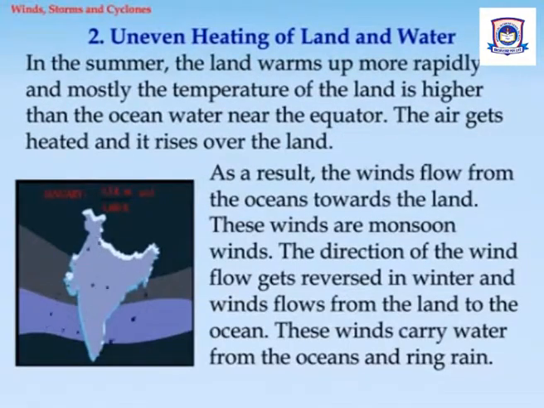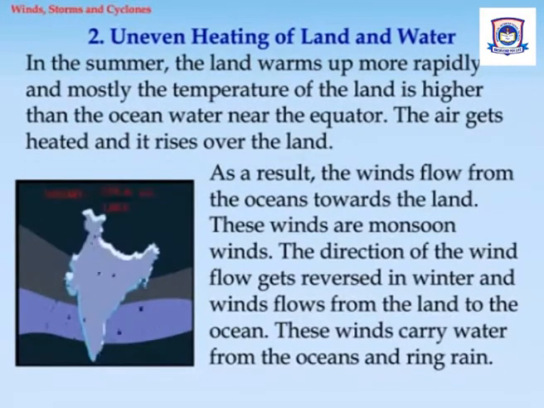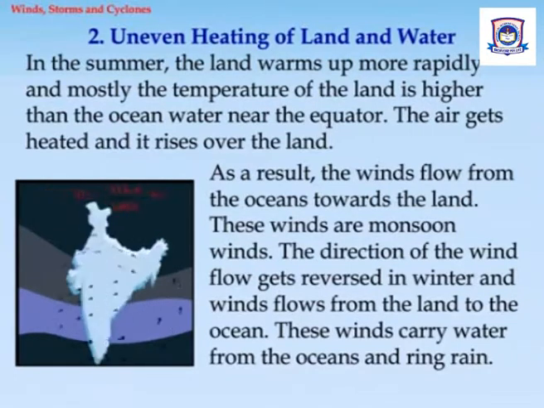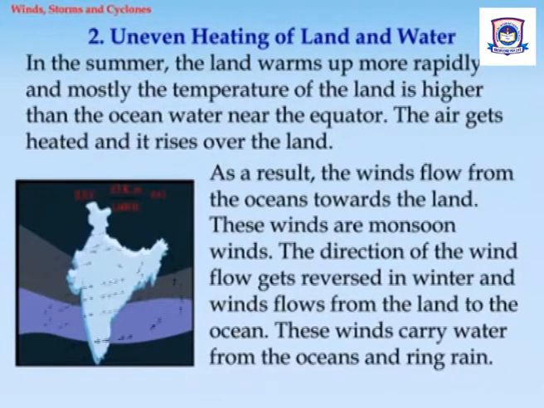2. Uneven heating of land and water. In the summer, the land warms up more rapidly and mostly the temperature of the land is higher than the ocean water near the equator. The air gets heated and it rises over the land. As a result, the winds flow from the oceans towards the land.